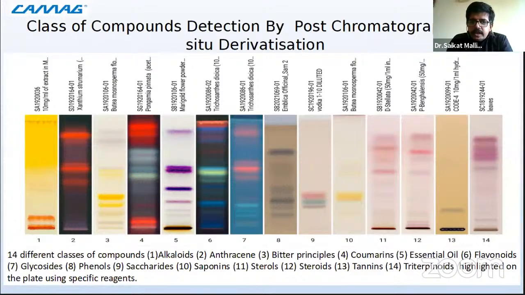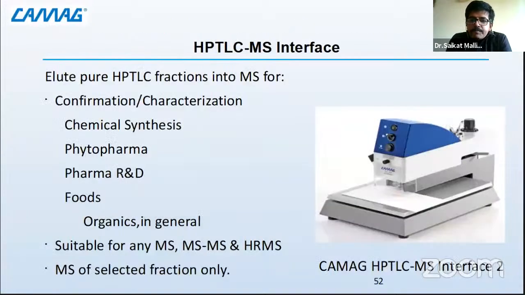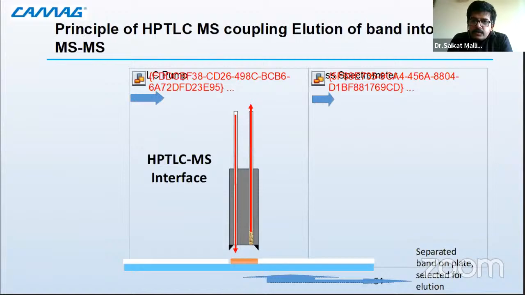So you can see this is a synthetic plate being created by the software of our instrument. And each plate is traceable, so you can find out when this experiment was done and from which plate this experimental data has come. And based on this, this is what I was talking about. When you have the power of derivatization, you can understand which spot corresponds to which class of compound, such as alkaloids. And here you have around 14 different classes of compounds being shown. Then we have the TLC-MS interface, which is used for isolation of compounds. So this is also an impressive tool.